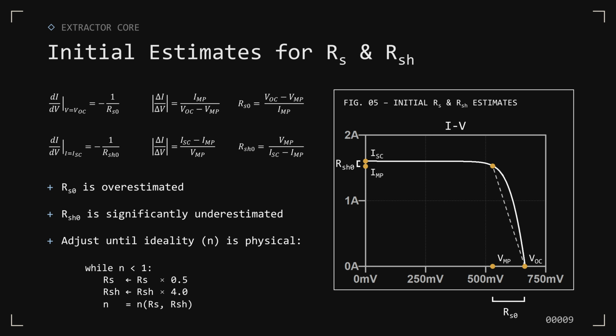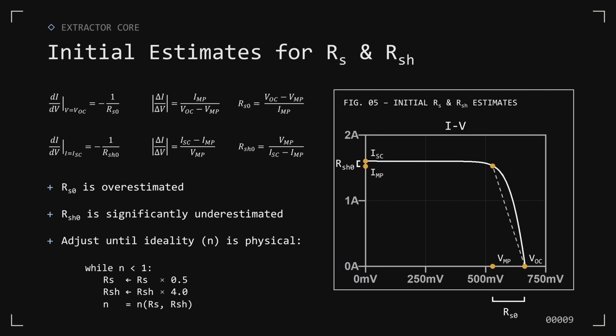Once these are scaled, you can use the formula we have for n from the first video. Compute n, and if it's smaller than 1, that means it's still unphysical, and we can keep going with this process. Multiply RS by 0.5, multiply RSH by 4, until you get to the point where n is greater than 1. This simple approach puts RS and RSH at a point where Newton iteration can take over and bring the solution home. And that's the whole extractor.